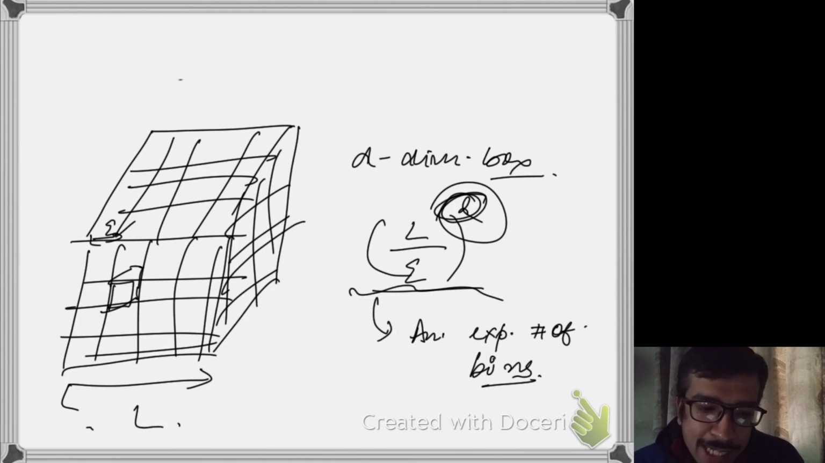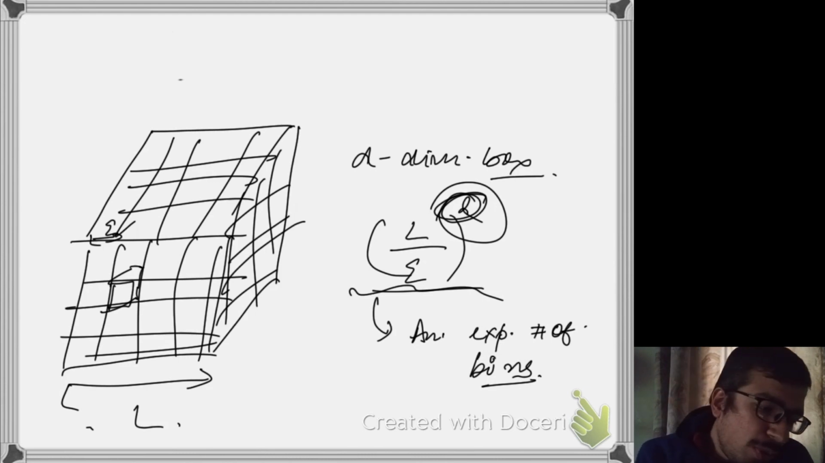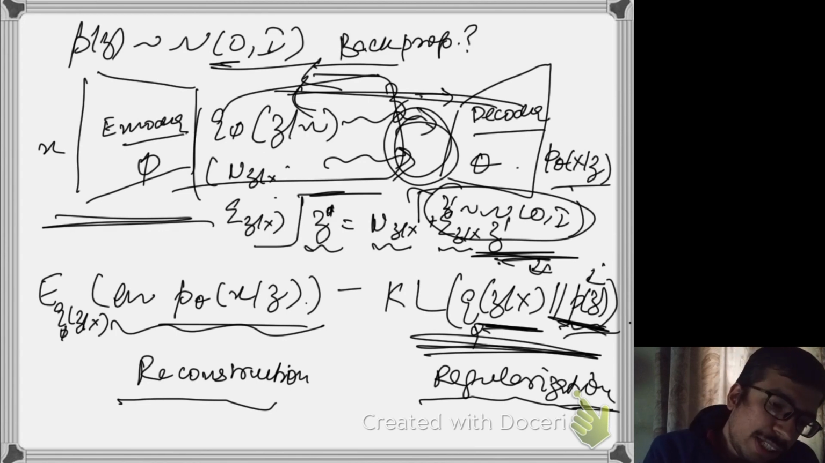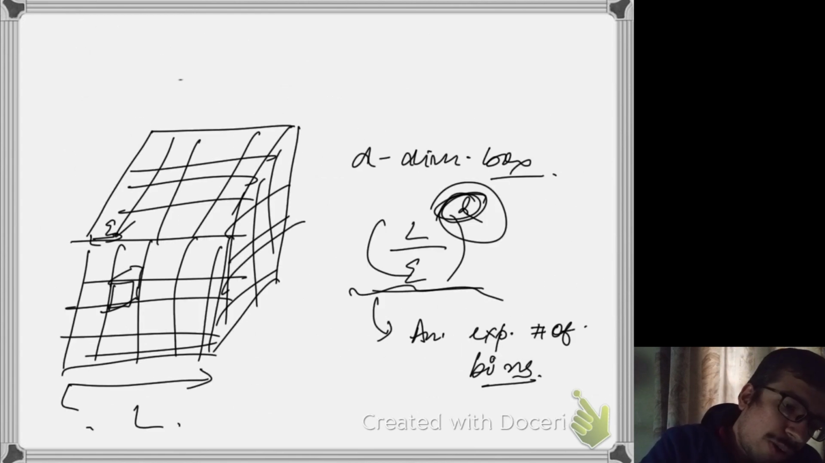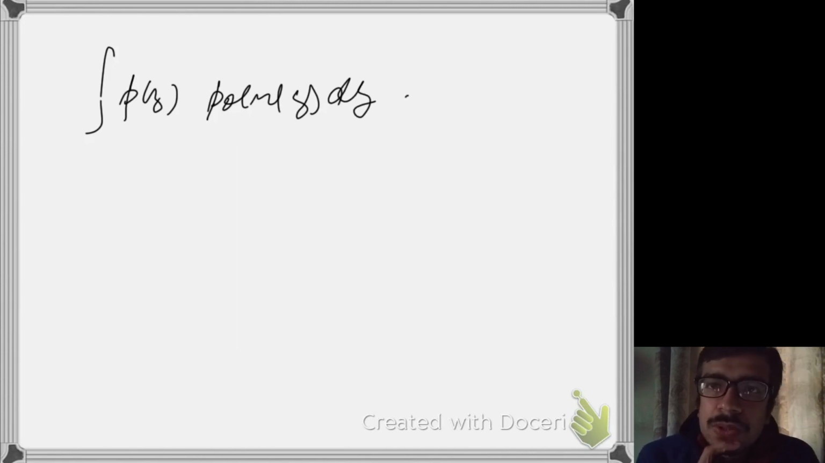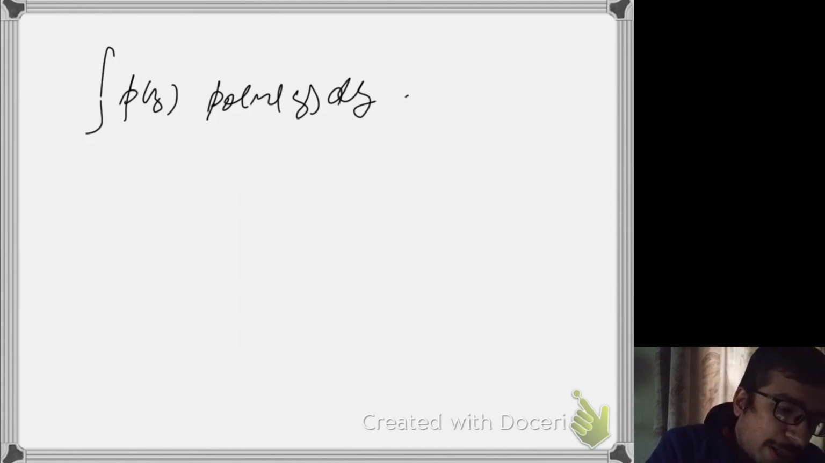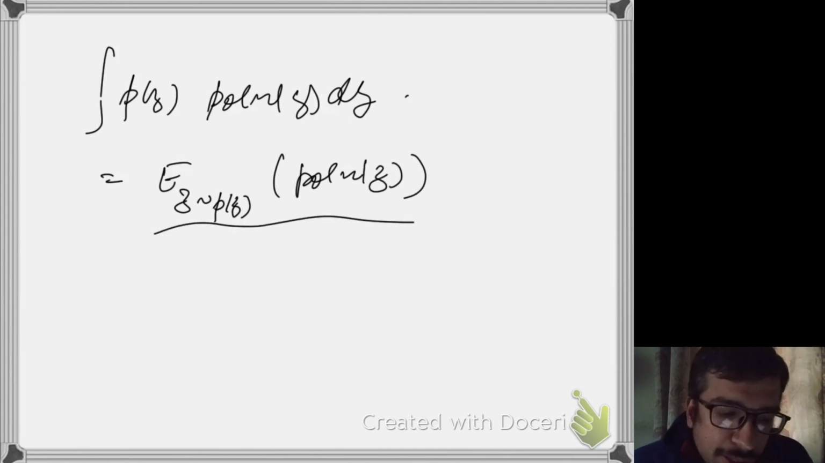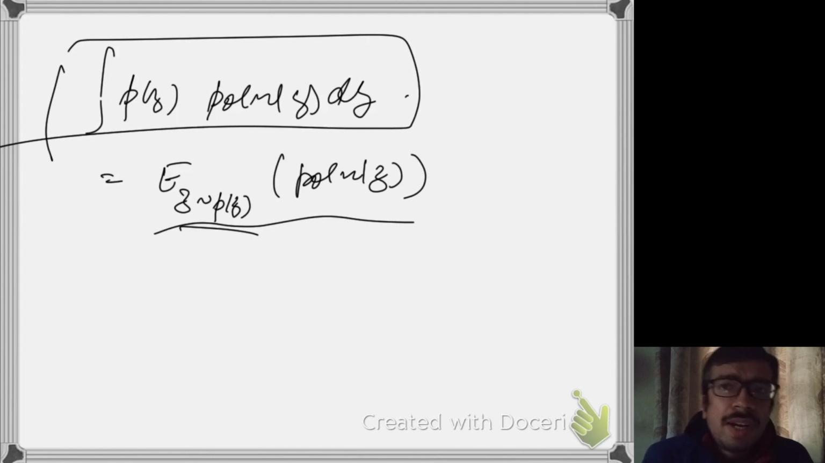So essentially the thing is that we can't just sum it up. Even so, let me consider this integral again: the integral of p(z) p_theta(x given z) dz. What I can say is that this is essentially the expectation over z distributed from p(z) of p_theta(x given z). So one way to estimate this integral is to take a sample of z and compute p_theta(x given z), and this gives me an unbiased estimator of this integral, right? But the question is, what's the variance?